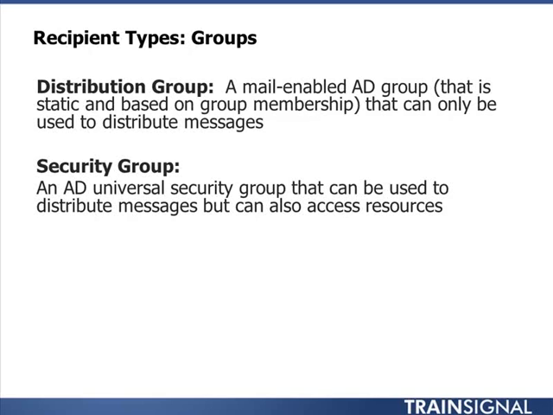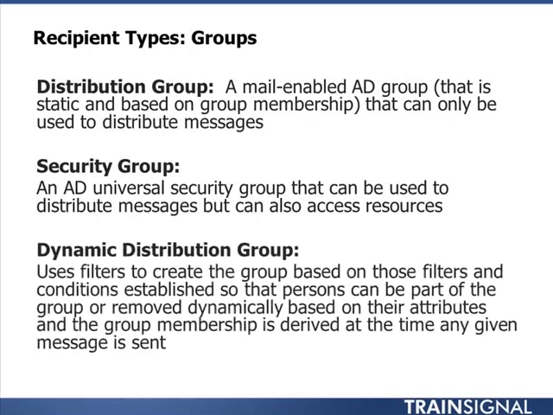Now, the third recipient type under groups is called dynamic distribution groups. These are very interesting because they use filters to create the group based on conditions that are established, so that persons can be part of the group or removed dynamically based on their attributes, and the group membership is derived at the time any given message is sent.